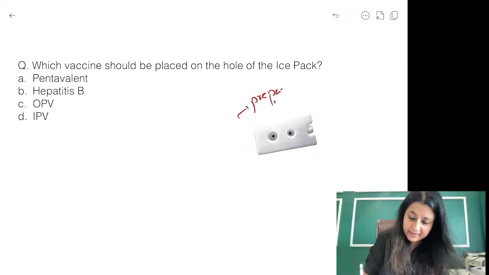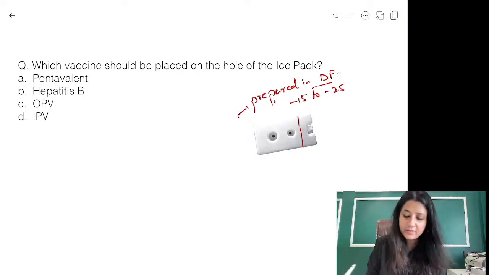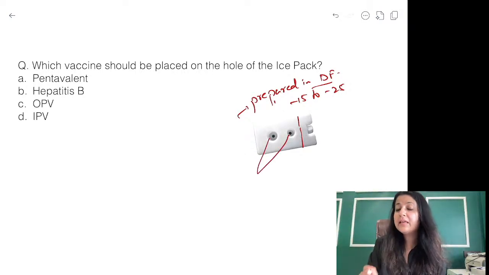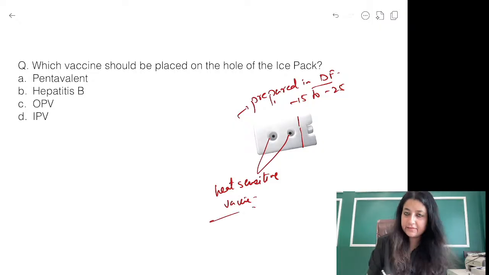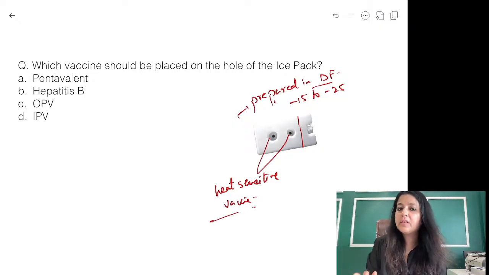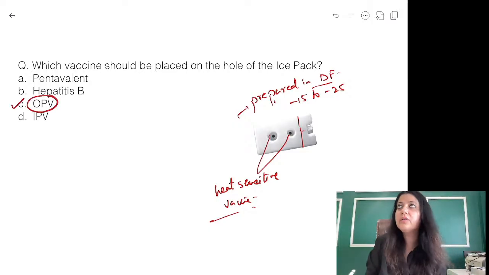They are prepared in deep freezers. What is the temperature? -15 to -25. You have a horizontal line over here, and water is filled till that level. Now the hole in the ice pack: will you keep heat sensitive or freeze sensitive? You will place the heat-sensitive vaccine. So what are the heat-sensitive vaccines? Reconstituted BCG, OPV, measles. So what are you going to place over here? In this hole you could place the oral polio vaccine, not the T series. Even IPV to some extent is freeze sensitive, so we will go for OPV. Clear?